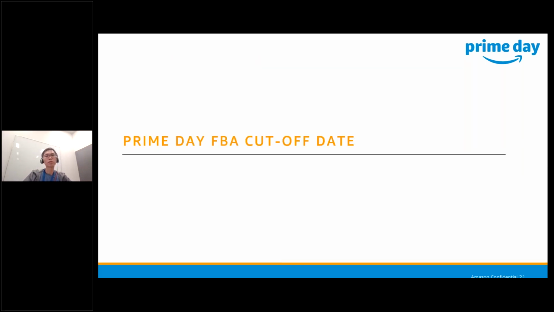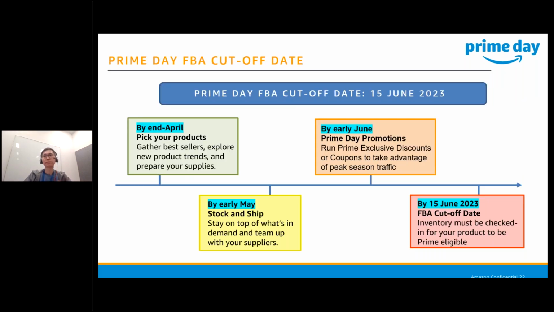All right, now let me bring you through the Prime Day cutoff dates. Here's the timeline that we have proposed for you to work backwards. The prior FBA cutoff date is 15 June. I think we are probably at early May right now, so ideally we are at the yellow box on the bottom. You should have already stocked and shipped. All your inventory should already be in the process of shipping to the Amazon fulfillment centers.